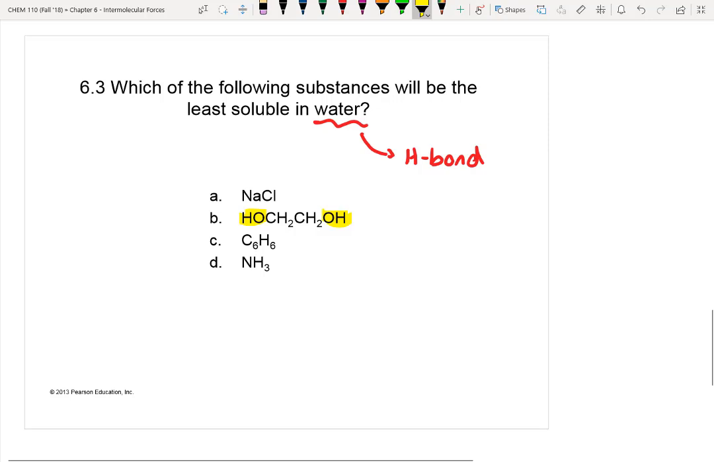All right, what about C? What's the main intermolecular force there? That's benzene. Yeah, it would be London dispersion. There's no polarity at all between carbon and hydrogen, really, or at least not a significant amount. So this one would be London dispersion, or just dispersion. So chances are these will not dissolve, but let's check the last one. NH3, what's the main intermolecular force here?